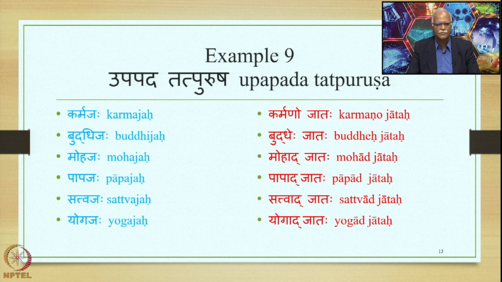Similarly, mohaja is derived from mohaj jataha, the laukika vigraha. Papaja is the samasa, and papaj jataha is the laukika vigraha. Similarly, sattvaja is the finally derived compound output. Sattvaj jataha is the laukika vigraha from which it is derived by adding the suffix da to the verbal root jana. Similarly, yogaja is the finally derived compound output, and yogaj jataha is the laukika vigraha.